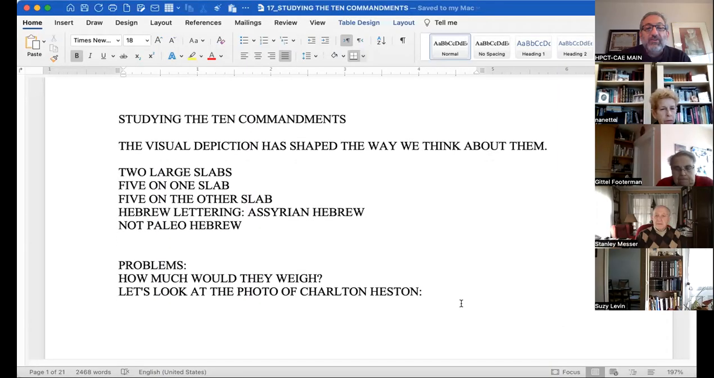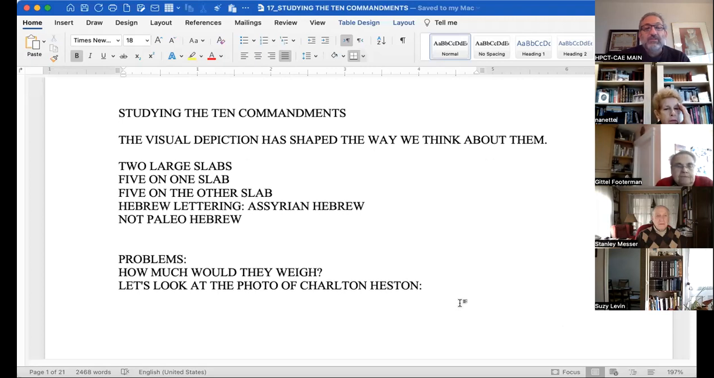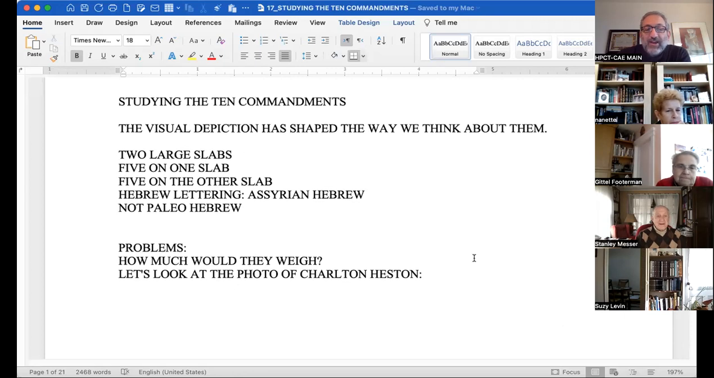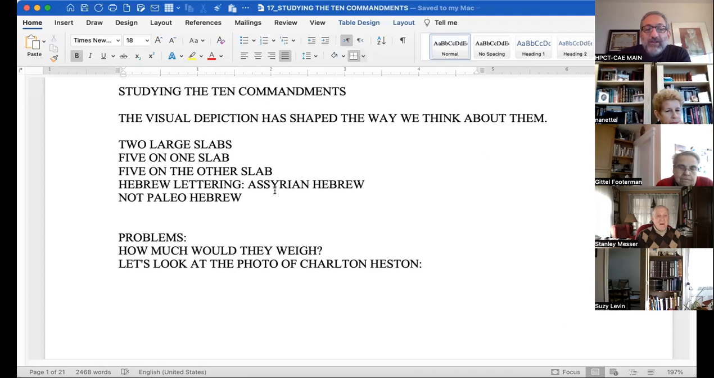When we study the Ten Commandments, the visual depiction has shaped the way we think about them. We think of them as two large slabs, five on one slab, five on the other, with Hebrew lettering, Assyrian Hebrew, not Paleo-Hebrew. Assyrian Hebrew is the square script of the Torah that we use now, the square script that we would recognize from reading the Siddur, for example, or the Chumash, and it is not the ancient Hebrew script.